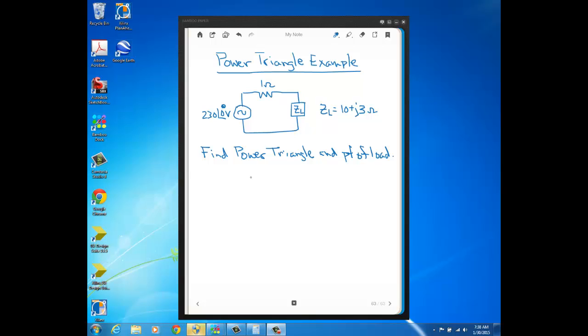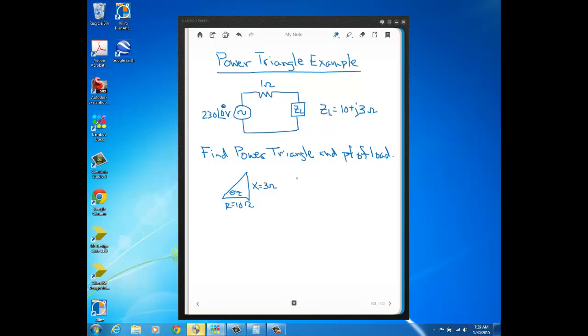So a good place to start in this problem is just to draw out the impedance triangle, okay, where this is theta z, and we have a resistance, a real part of 10 ohms, and a reactance, an imaginary part of plus j3 ohms. So that's an X of 3 ohms on the plus j axis.